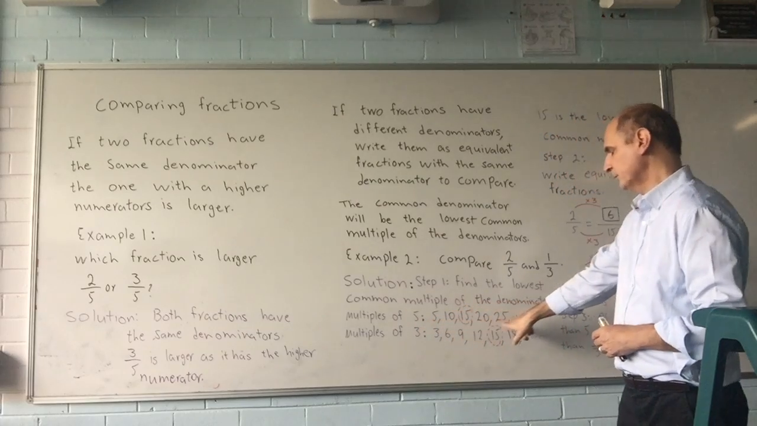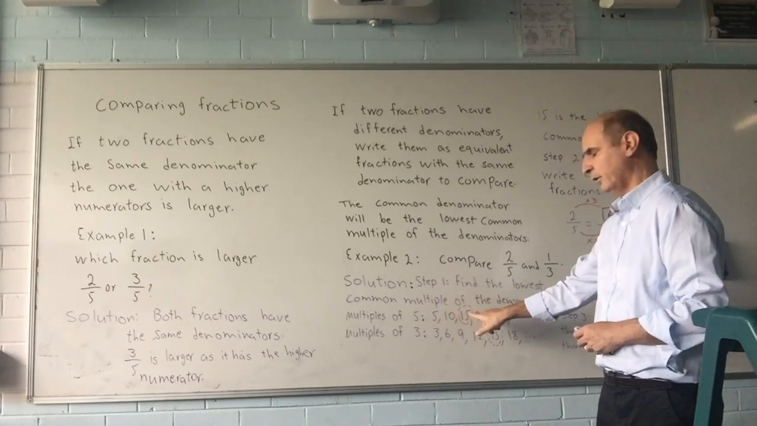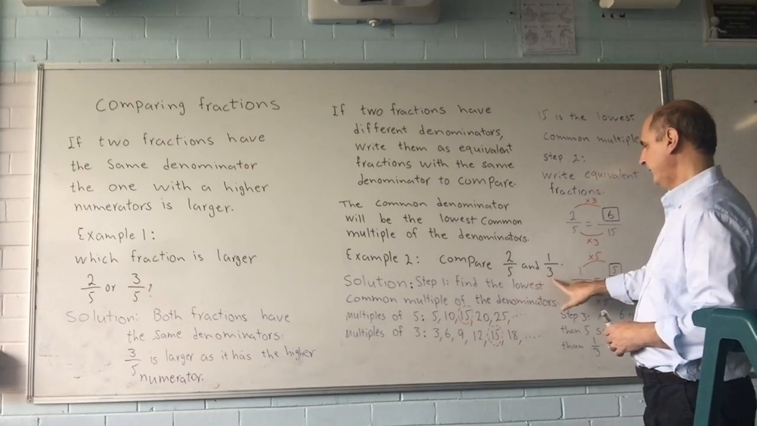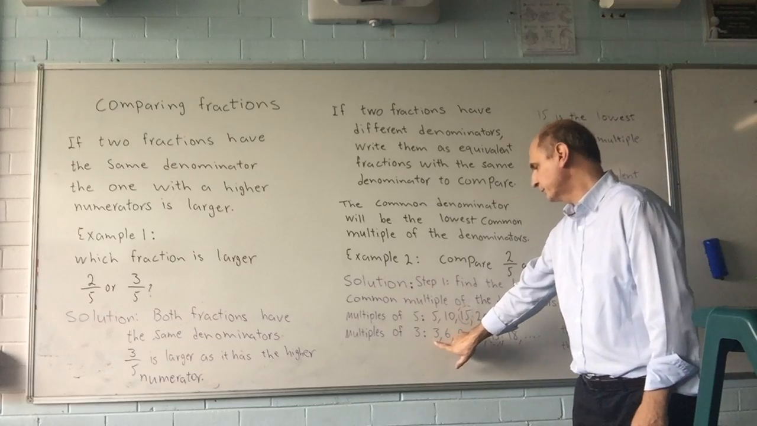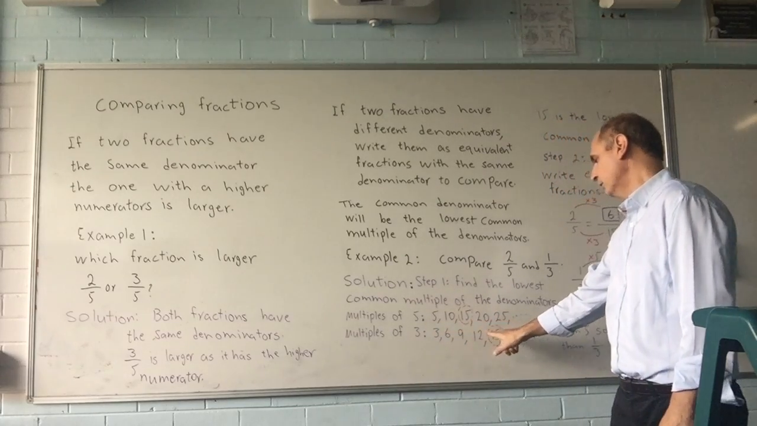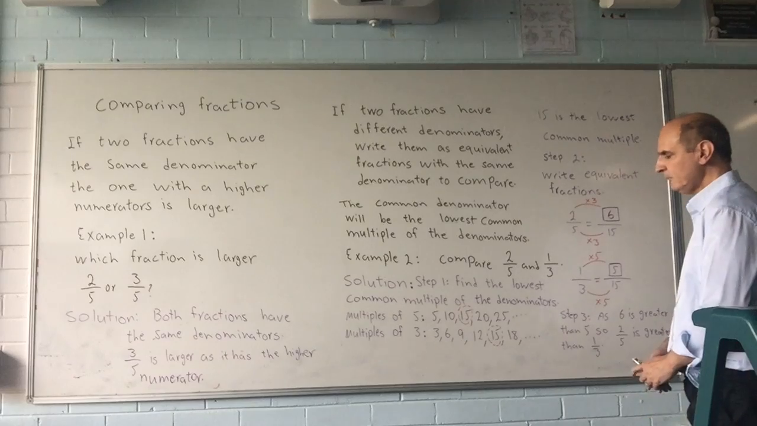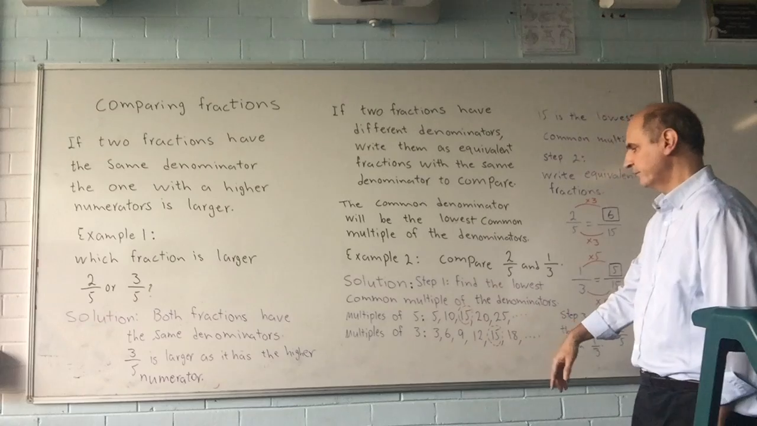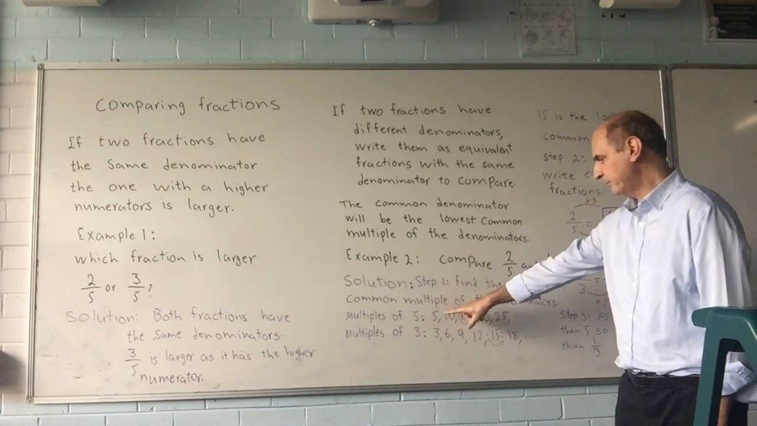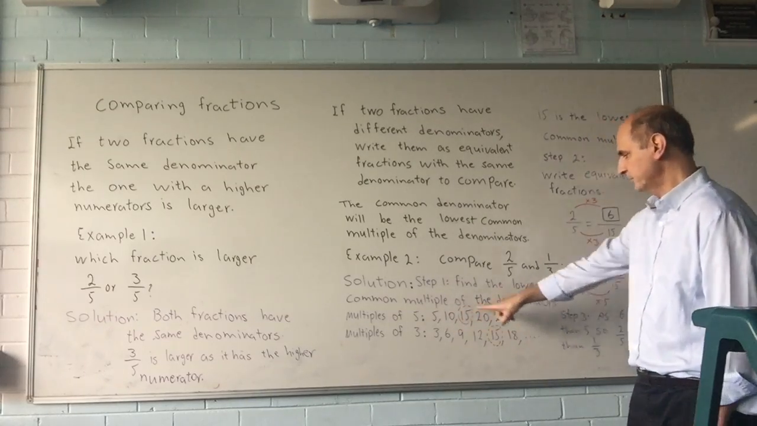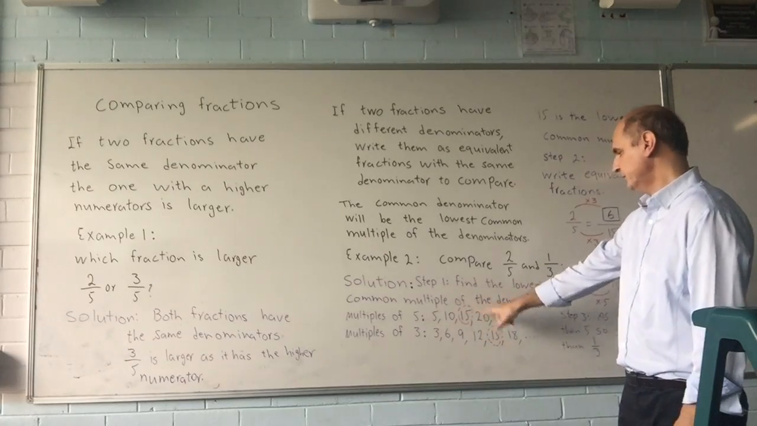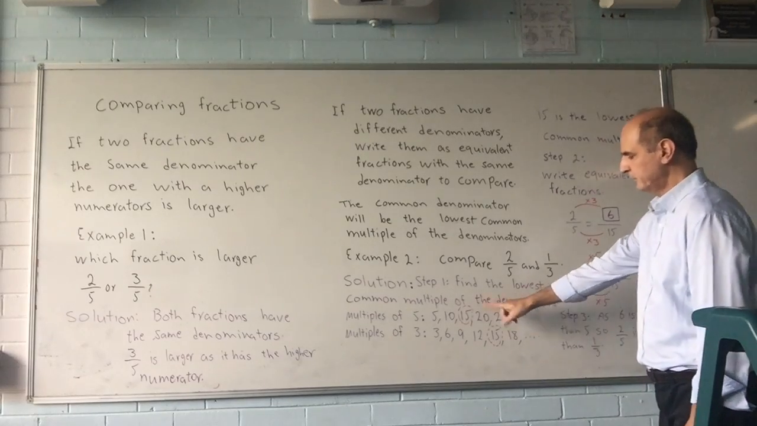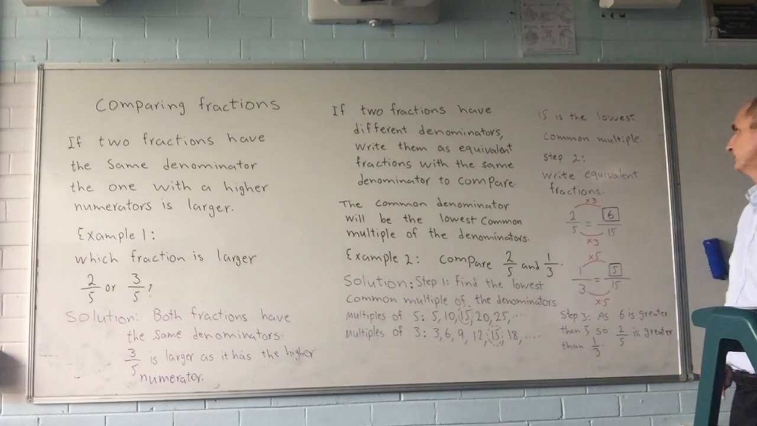Write all its multiples. Start from 5 and go up by 5: 5, 10, 15, 20, 25, and so on. Then for 3, start from 3 and go up by 3: 3, 6, 9, 12, 15, 18, and so on. Now look for the smallest number which appears in both. As you can see, the smallest number which appears in both sets is 15. So 15 is our lowest common multiple, which we can use as our common denominator.